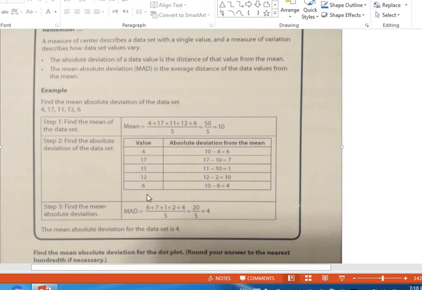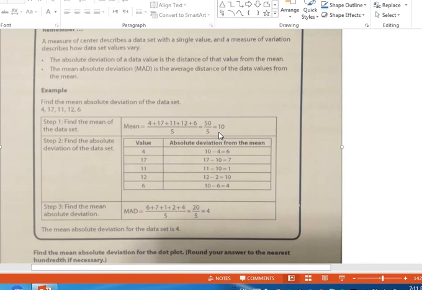I write here the values for 17, 11, 12, and 6. Absolute deviation from the mean. I have here the mean 10, so I will take 10 minus the value. It's very easy. Okay, 17 minus 10, 11 minus 10, 12 minus 10. So what I'm doing here is the absolute deviation. Don't forget, absolute means what?